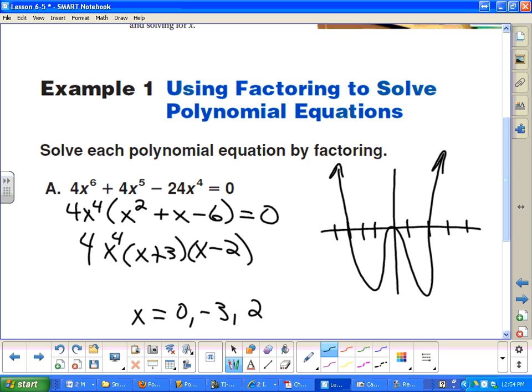By factoring it, I know I have a 0 at 0 from the first part, because the only way 4x to the 4th can be equal to 0 is if x is 0. Because 0 to the 4th is 0, and if I multiply that by 4, I get 0. So this first factor gives me a 0 at 0. Then I have a 0 at -3 and a 0 at +2. Did it by factoring.